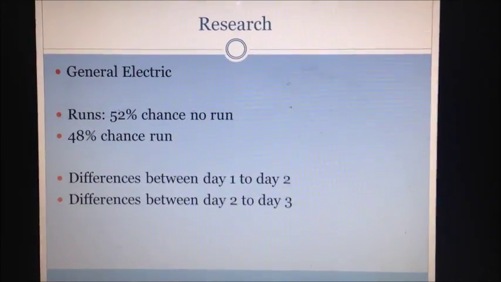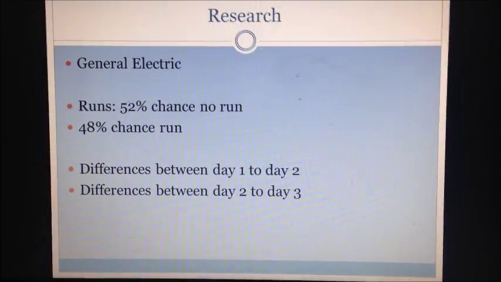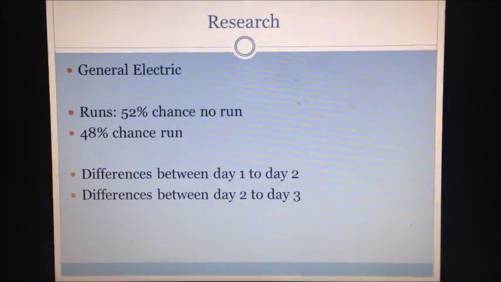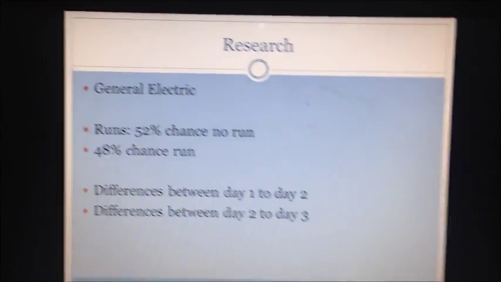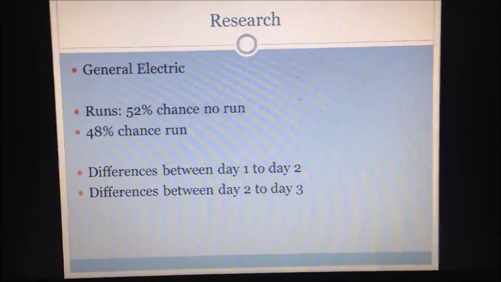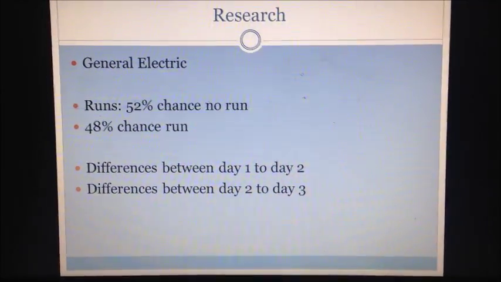I then decided to take this research into my own hands. So Malkiel did his work, and I decided to do my own. I decided to look at the stock of General Electric. In my research I used Yahoo Finance to gain data on the past 250 closing prices for the stock. I then analyzed it further.